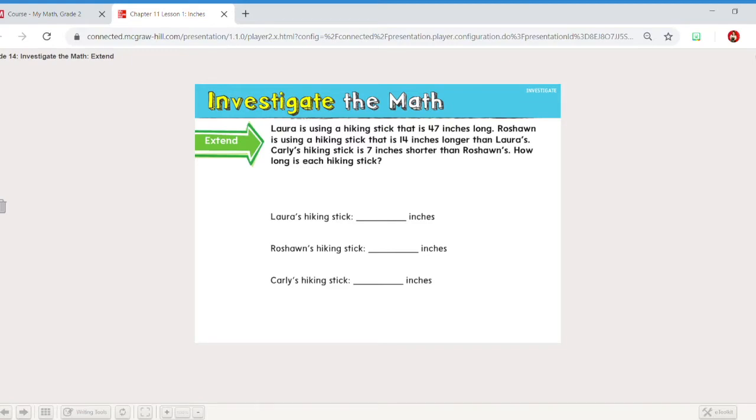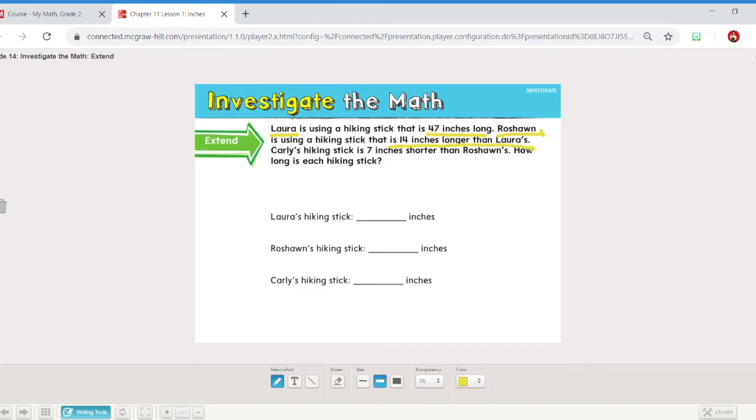Sometimes you'll get measurements in word problems, and solving these can be pretty simple if you pull out the important information. So we've got to remember what difference and sum mean and how to figure out if it's an addition or subtraction. It says Laura is using a hiking stick that is 47 inches long. So I'm going to say Laura, 47. Roshan is using a hiking stick that is 14 inches longer than Laura's. So his is not 14 inches. It's longer by 14 inches than Laura's.